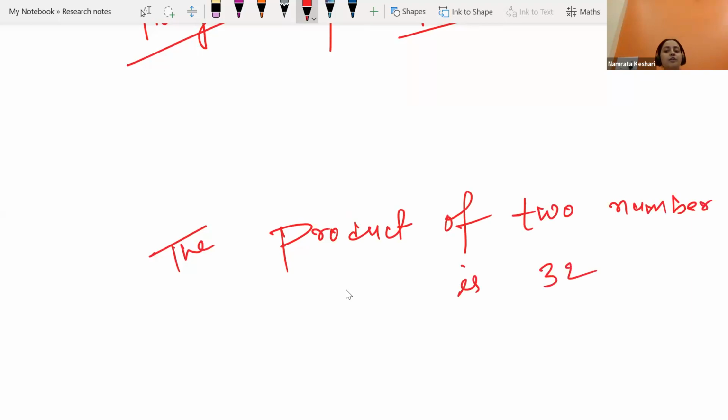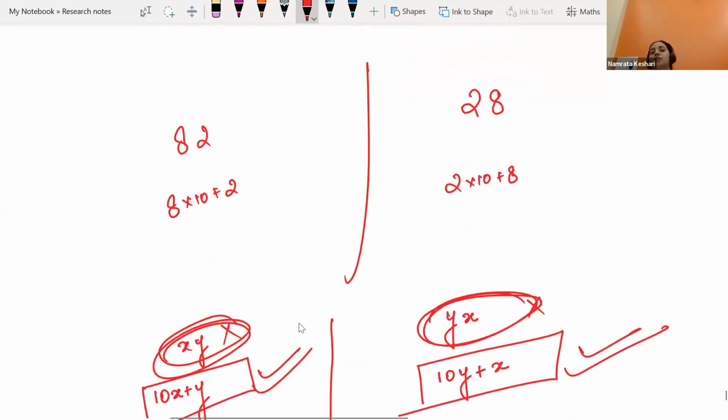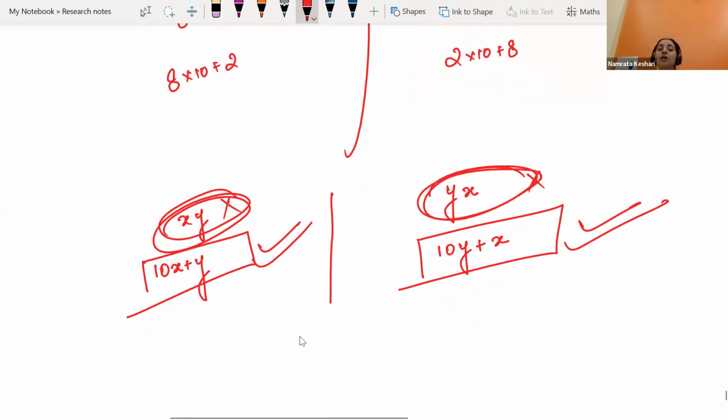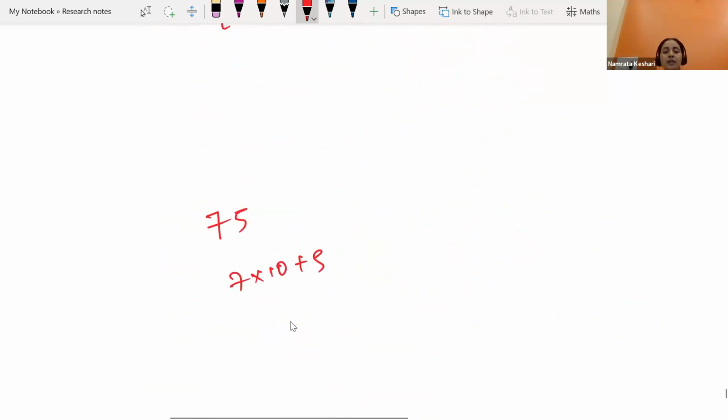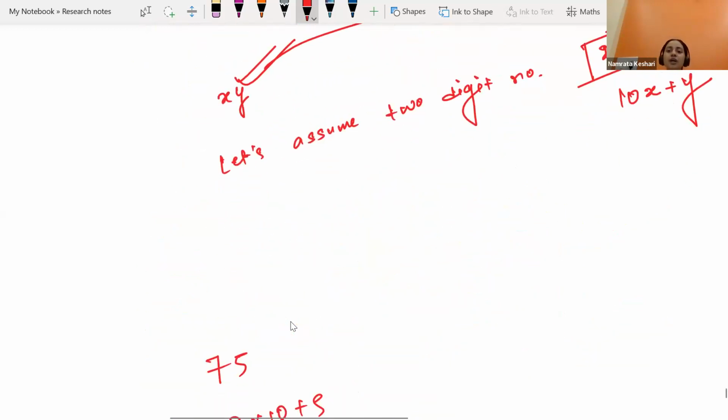32 or maybe 100 or maybe any number, then you will be writing xy is equals to 32. But whenever the word problem talks about a 2 digit number, you are supposed to take the 2 digit number like this in the rectangular box, 10x plus y. And by interchanging the digit it will become 10y plus x. Is it crystal clear to everyone?